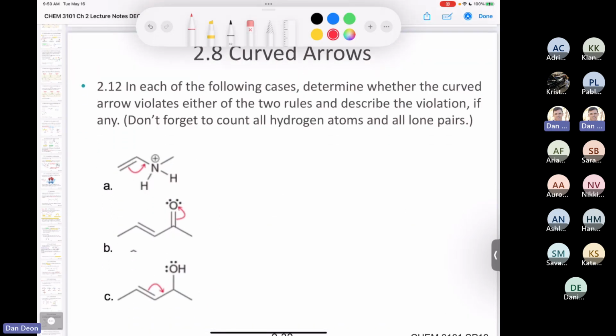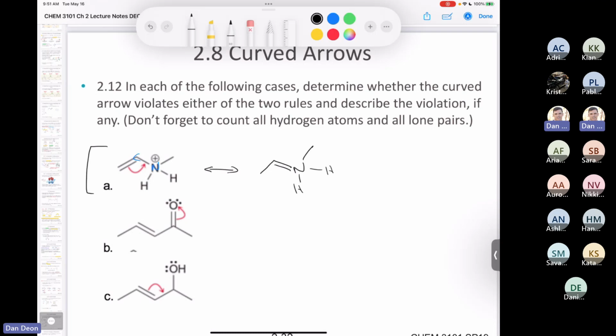All right, it says, in each of the following cases, determine whether the curved arrow violates either of the 2 rules and describe the violation, if there's any. Don't forget to count all hydrogen atoms. So let's take a look at the first one. I'll start by drawing an open bracket, put my resonance arrow, and I'm taking this pair of electrons from the pi bond and moving them in between this carbon in blue and this nitrogen. So what am I going to end up with? I'll end up with something that looks like this, where I would have this hydrogen and this methyl group here.